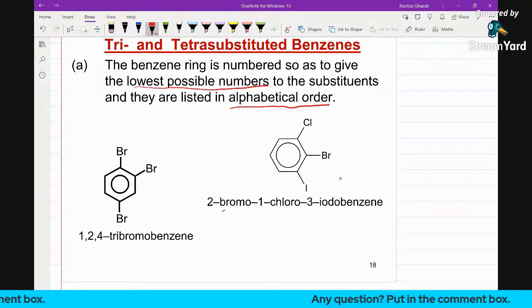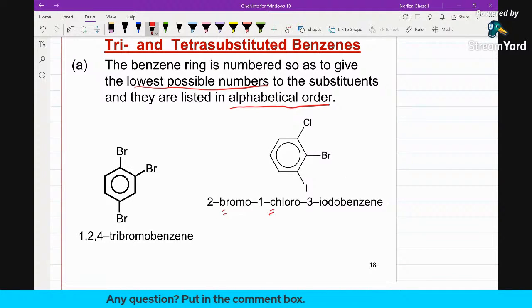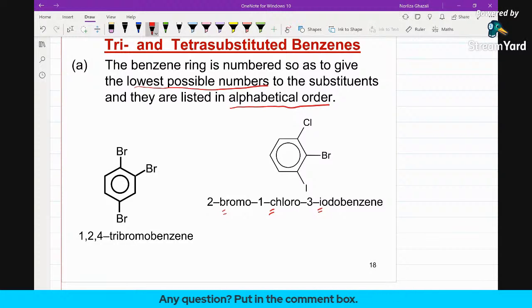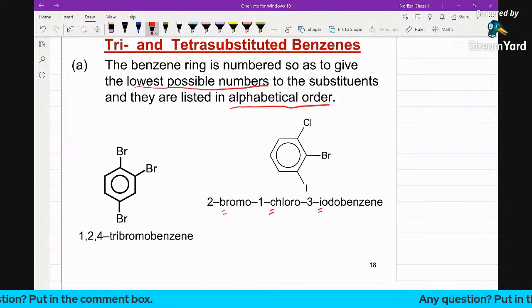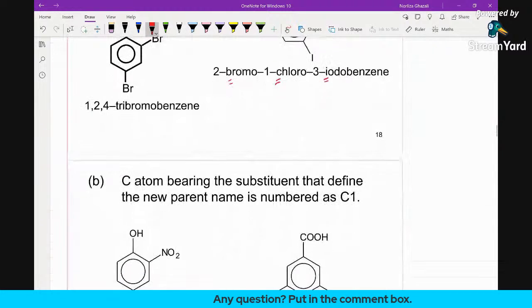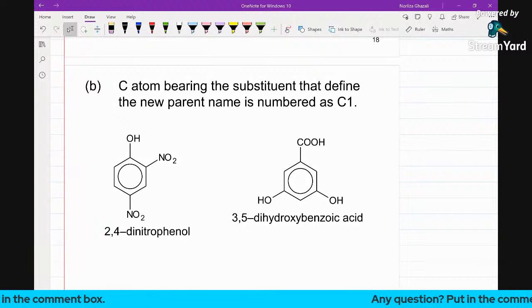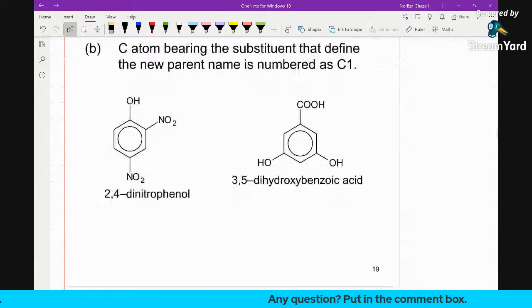So 2-bromo we consider alphabet B, 1-chloro, the C, iodo, I. So list them according to the first alphabet. So 2-bromo, bromo comes first, and then 1-chloro, 3-iodo, benzene. Alright. So this one I touched a little just now.